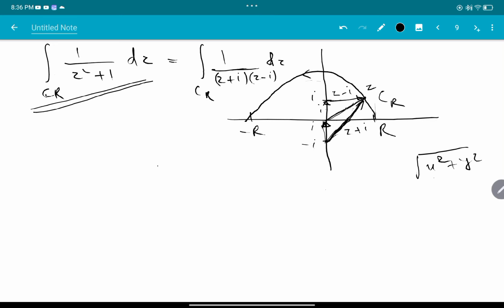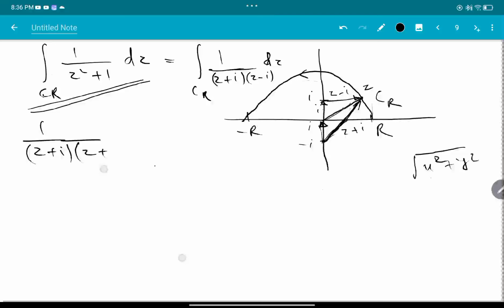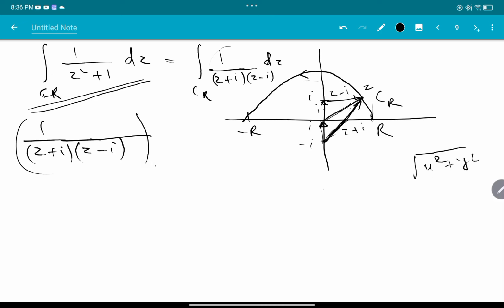Now see, I want to maximize this function. I want to find its maximum value. I will tell you why: because I want to find the upper bound of this function. What is the upper bound of this function? It can give me a hint where its upper bound is. I will find the maximum value of this.